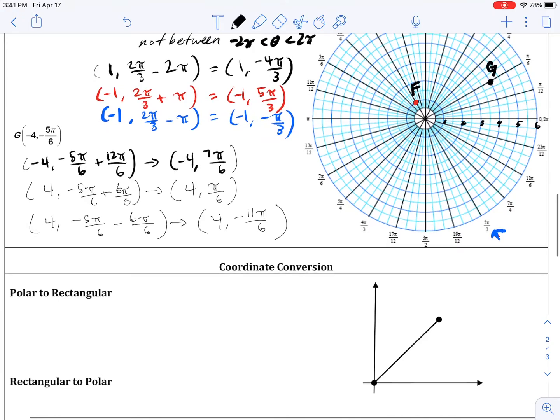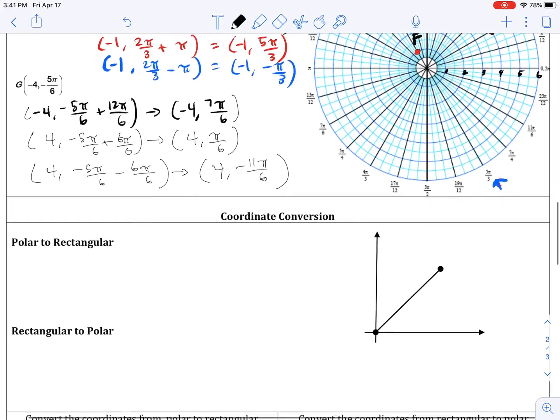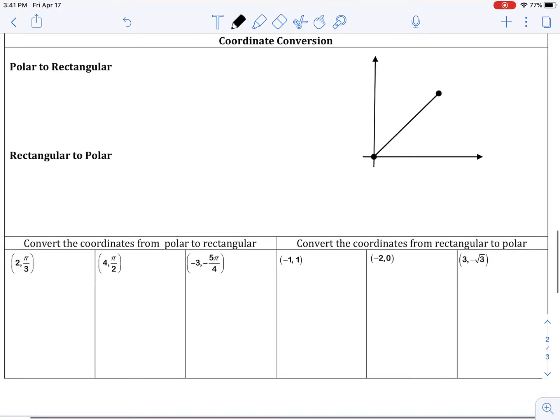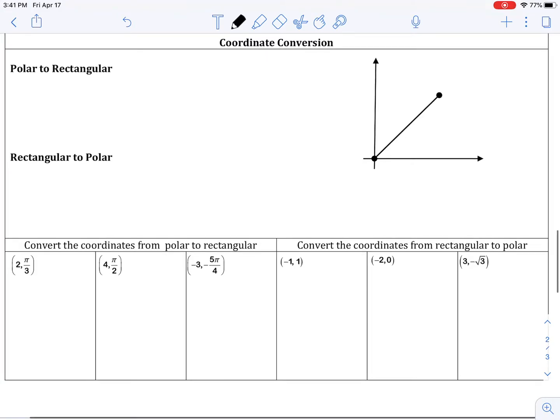Okay, so now that we're a little bit more comfortable plotting polar coordinates and finding different representations, let's try some coordinate conversion. For us here, what we're essentially saying is we have a polar coordinate, which we're writing in terms of r, theta. What we want to do is convert that into a rectangular coordinate, x, y. So how would we go ahead and do that?